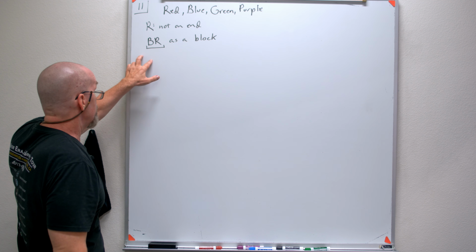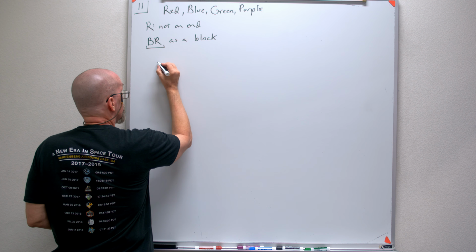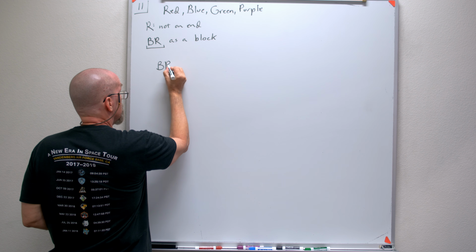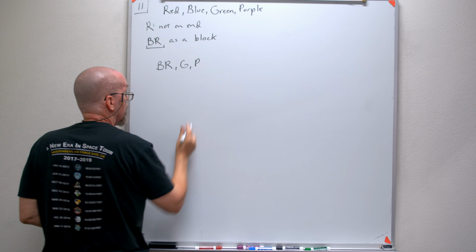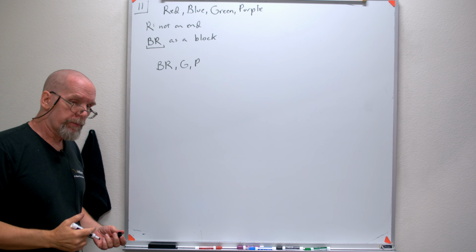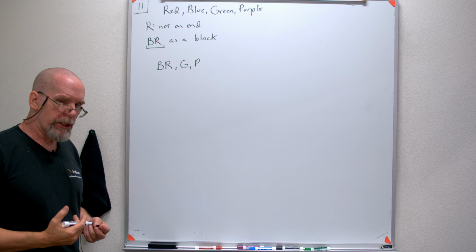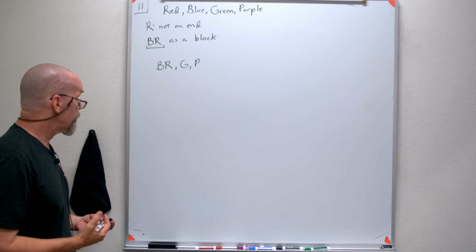So if we look at it, we don't have red, blue, green, and purple. We have, I'm just going to call it BR, G, and P. And if I'm looking at only 3 items, I ought to be able to do every permutation of the 3 items, right? That shouldn't be an issue.